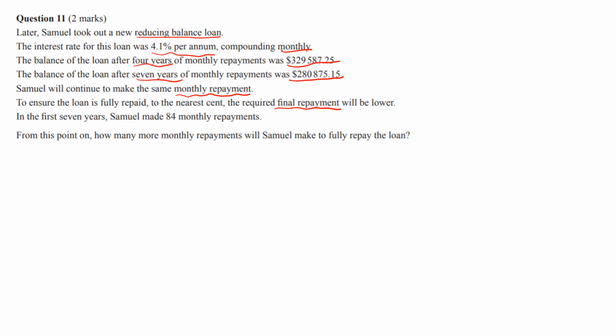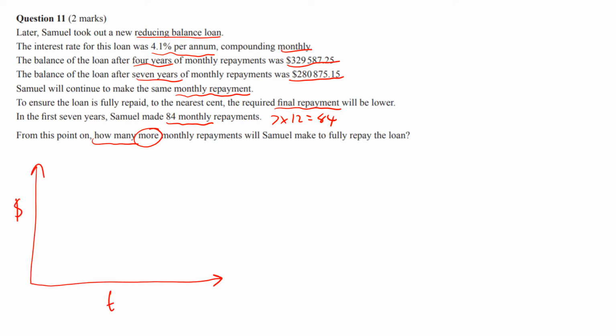In the first 7 years, which is 84 monthly payments, because 7 times 12 equals 84, that's what you get. Now, you need to work out from this point how many more monthly repayments Samuel will need to fully repay the loan. So what you're looking at is a situation where you've got a loan like so. This is your time, this is your dollars, and reducing balance loans kind of look like this shape.